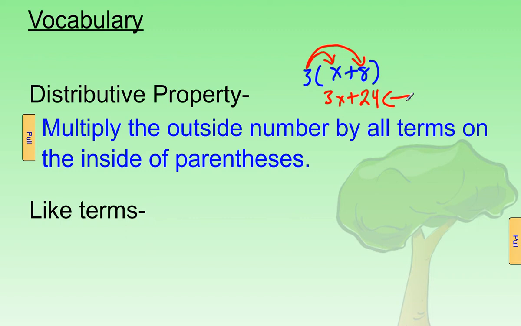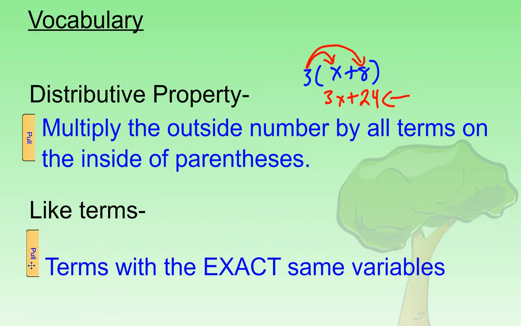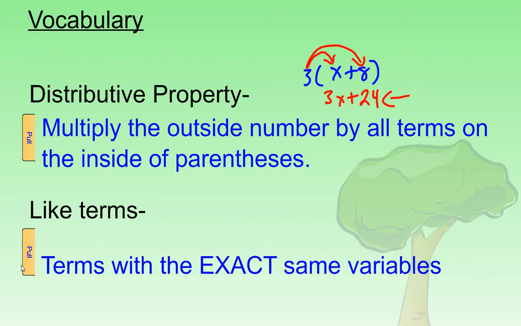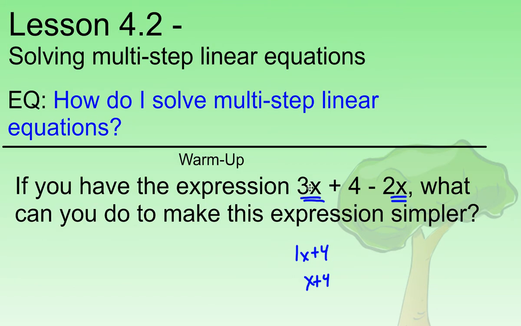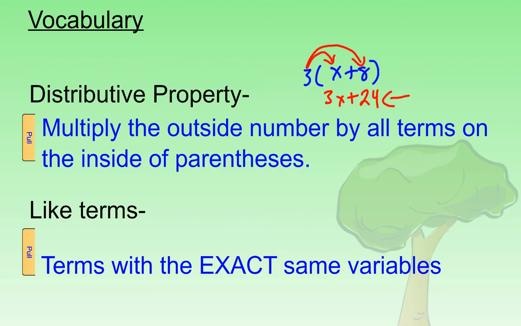Parentheses are one of those things that stop you from solving the equation the way we'd want to. It stops you from combining like terms, which is our next vocabulary word that we'd like to know. And so our first goal is going to be to get rid of parentheses. Now, like terms are terms with the exact same variables. Like in the previous example on the previous page, this 3x and this minus 2x are like terms because they have the exact same variable. They have an x. So that's what like terms are, just terms that have the exact same variable.